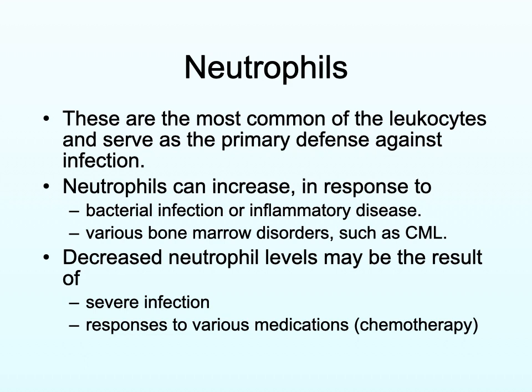So neutrophils are the most common leukocytes and serve as the primary defense against infection. The number of neutrophils in the blood can increase in response to bacterial infections or inflammatory disease and various bone marrow disorders such as chronic myeloid leukemia. Neutrophils can also decrease in number in the blood as a result of severe infections and in response to various medications such as chemotherapy.